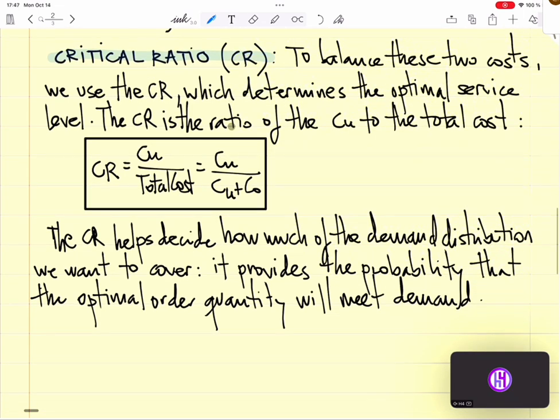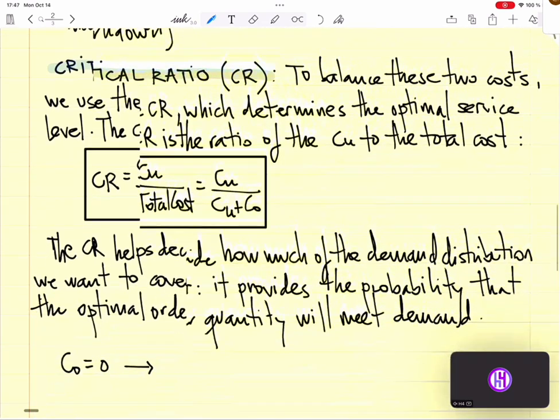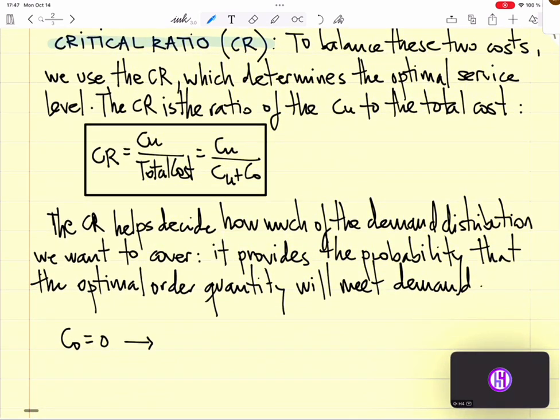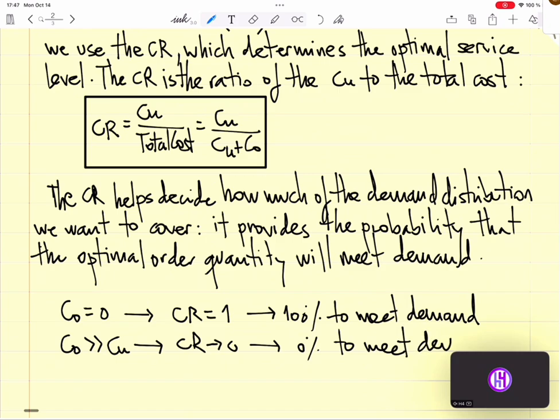Why is that? If CO is 0, this means we don't have any overage cost, okay? Cost per unit equals the salvage value, then CR is 1, meaning 100% probability to meet demand. Okay? If CO is much bigger than CU, then CR tends to 0. So 0 probability to meet demand. Okay? Questions, please?